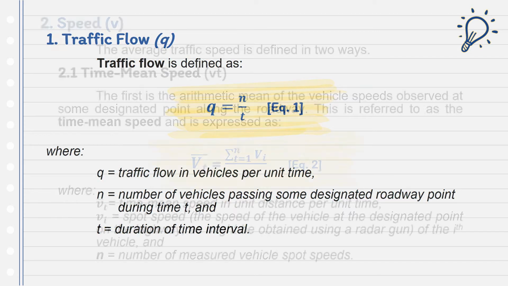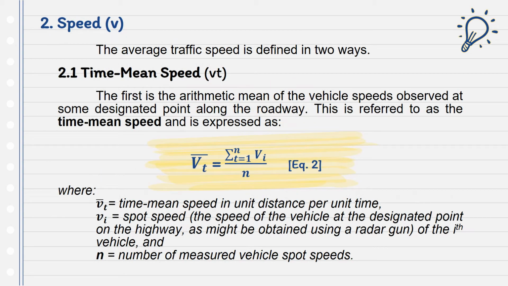The second variable of macroscopic measures is the speed. The average speed is defined in two ways: the timing speed and the displacement speed. The first is the arithmetic mean of the vehicle speeds observed at some designated point along the roadway. This is referred to as timing speed and is expressed as the summation of spot speeds from i = 1 to n, divided by n.